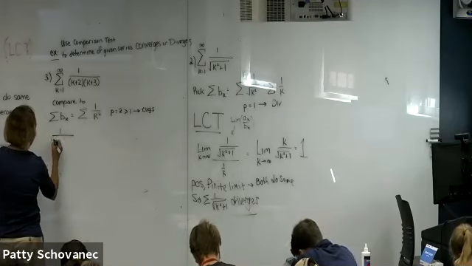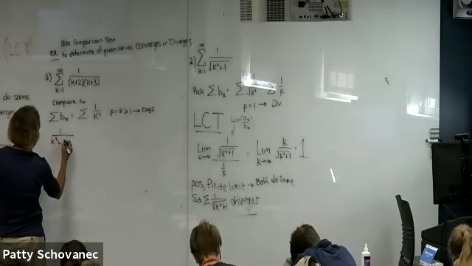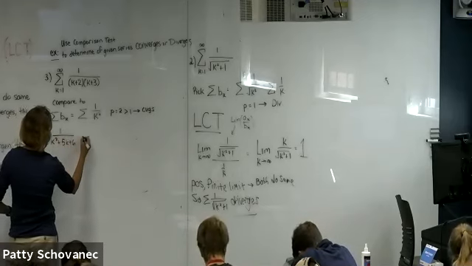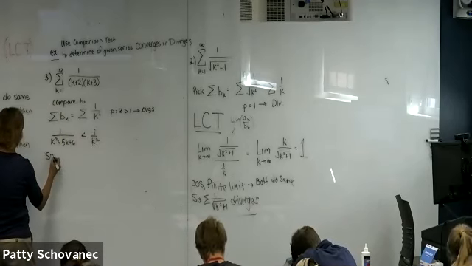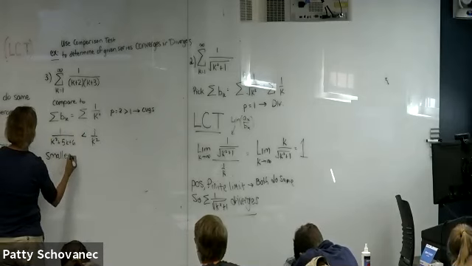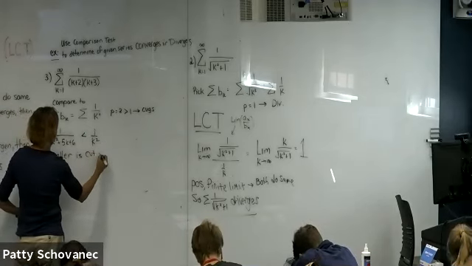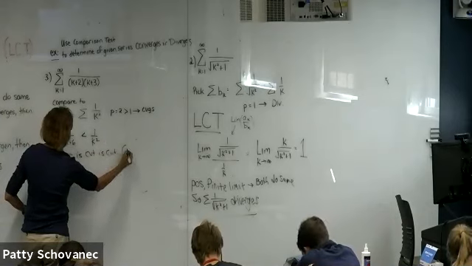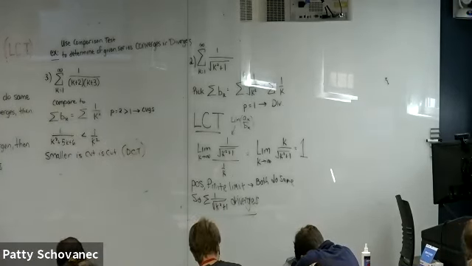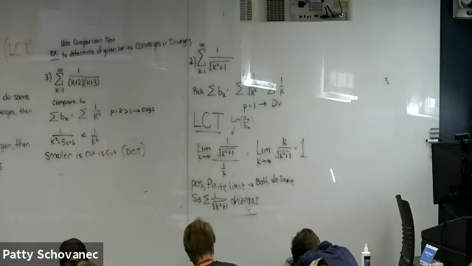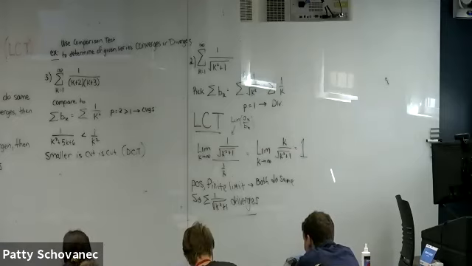1 over k squared plus 5k plus 6 is smaller than 1 over k squared. And so our conclusion is smaller than convergent is convergent, by our direct comparison test. So it's an easy test to do when the sizes are obvious. We could also have done the limit comparison test.